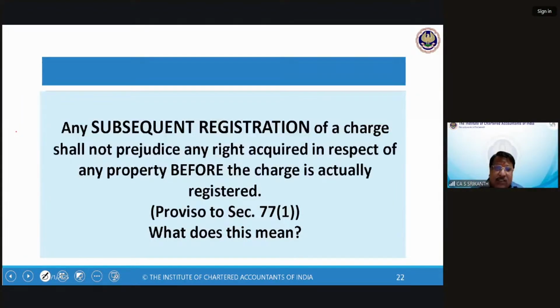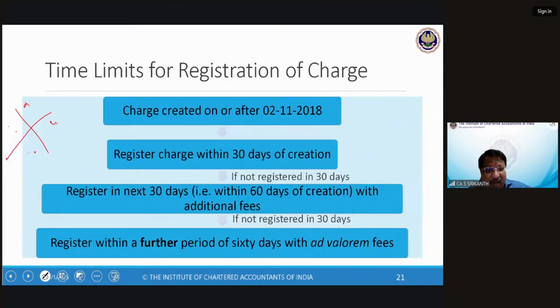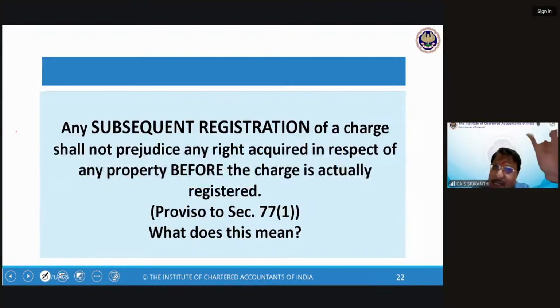Agreed. Now, you will ask a question. Suppose I pay this fee within 115 days. I registered it on the 115th day. Will my charge be valid from the date of creation? Answer: normally yes. Normally, if there is no other charge created or registered in the meantime, if this is the only charge here, no problem. Your belated registration will be valid enough to cover from the date of creation.